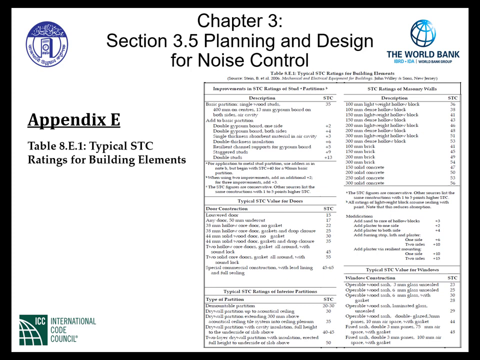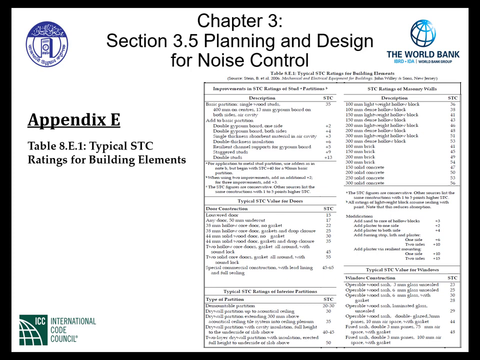an extra layer of gypsum board either on one side or both sides. And we could add either two or four respectively, as well as the typical STC value for doors, the door category, door construction, as indicated, down in the middle of the table to the left-hand side. For a typical louver door, that would have an STC of 15.